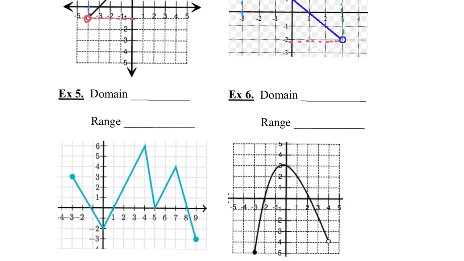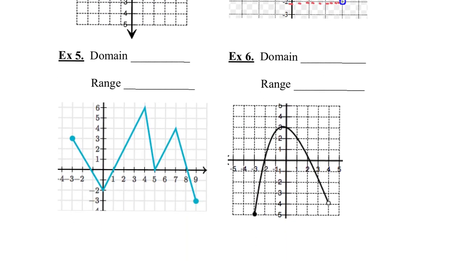Okay, let's do 2 more. Example 5 looks kind of crazy, but as long as you focus on just the lowest and the highest values, it's the same idea. Remember, domain is x, x-axis left to right. So the furthest left point is actually this one here. The x-coordinate here is negative 3, and it's a closed circle, so I'm going to use a bracket.